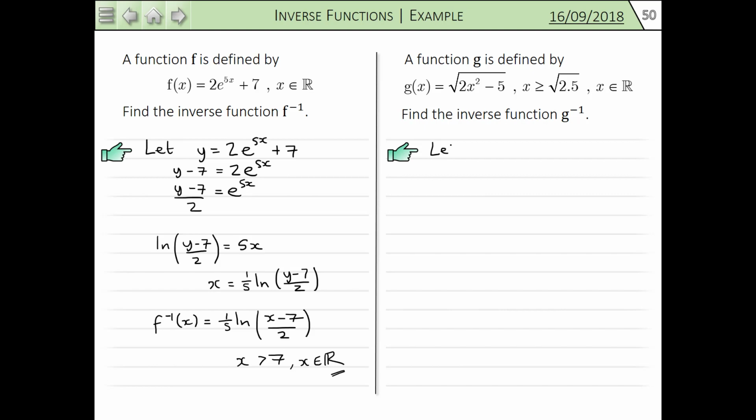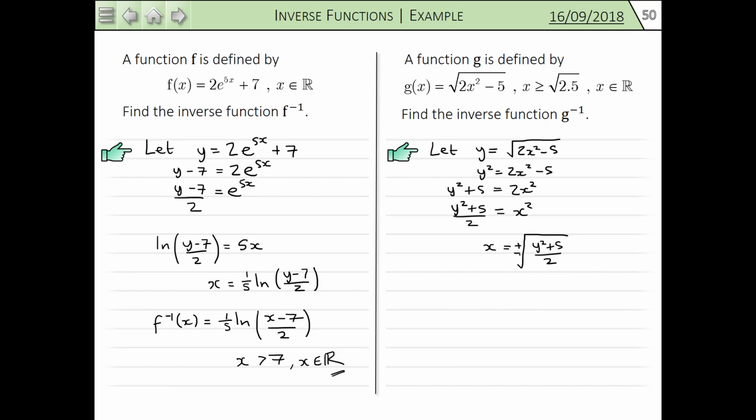We're going to start by saying let y equal root 2x squared minus 5. And we're going to try and rearrange this to get x equals. I'll start by squaring both sides to get y squared equals 2x squared minus 5. Then I'll add 5 to both sides, so I've got y squared plus 5 equals 2x squared. Next I'll divide by 2, that gives me y squared plus 5 over 2 equals x squared. Then I'll square root both sides to get x equals square root of y squared plus 5 over 2.